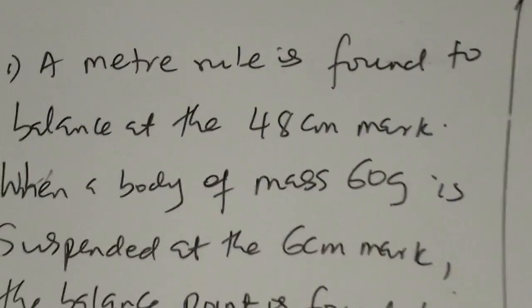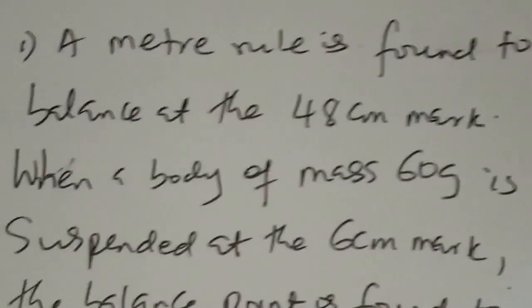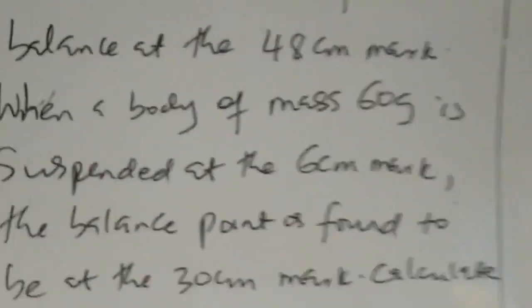That's why it couldn't balance at the 50 cm mark. Being non-uniform, that's why it balances at a value that is not at the midpoint. So this is the balance, but we mean the center of gravity of the meter rule. We go back to this one sentence.